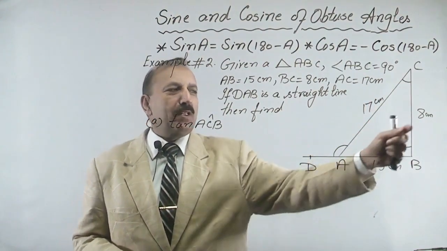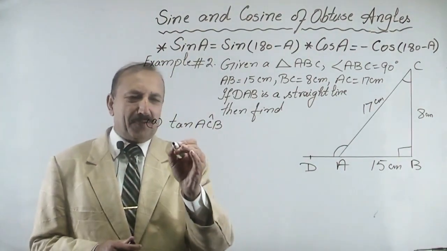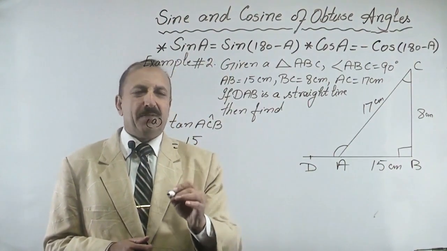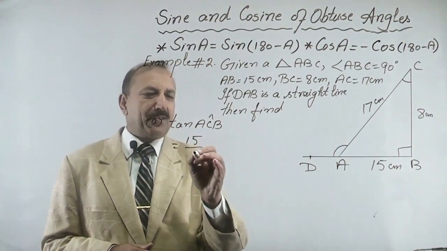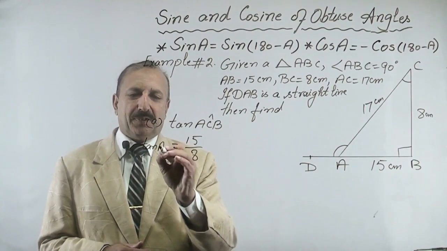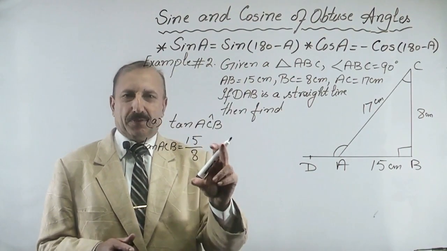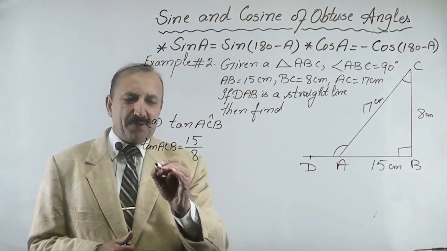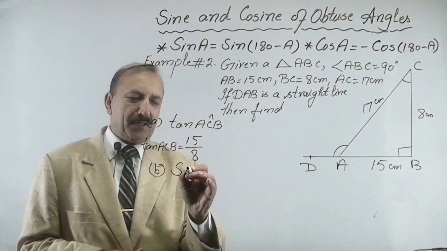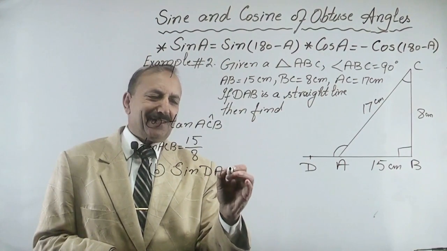So, opposite over adjacent is equal to the tangent trigonometric ratio. Its value will be, opposite is 15, we will write here 15, and adjacent is 8. So tangent of ACB is 15 over 8, in the form of a fraction. In part B, the question is, we are supposed to find the value of sine of angle DAC.